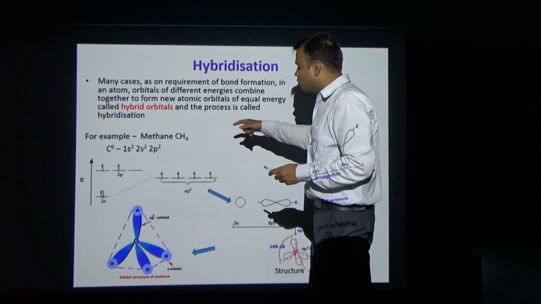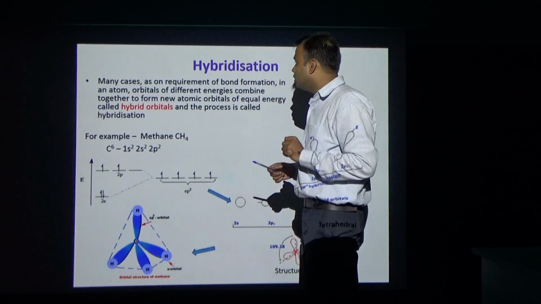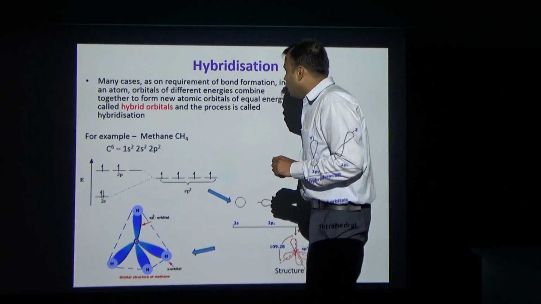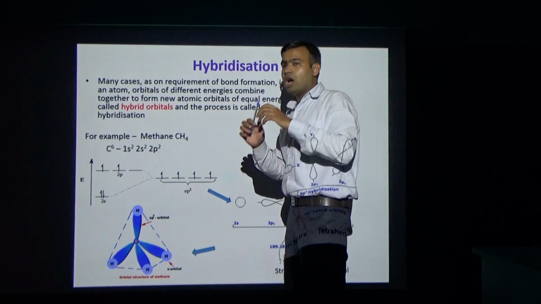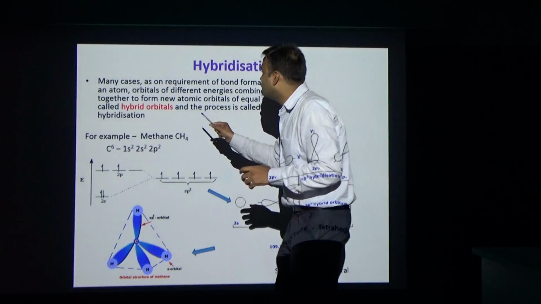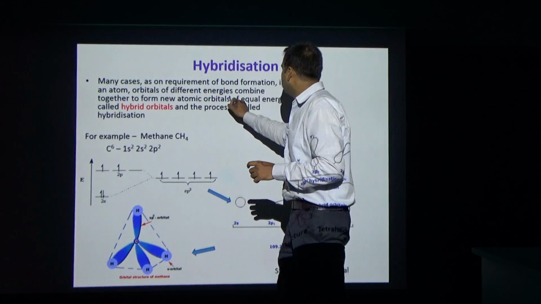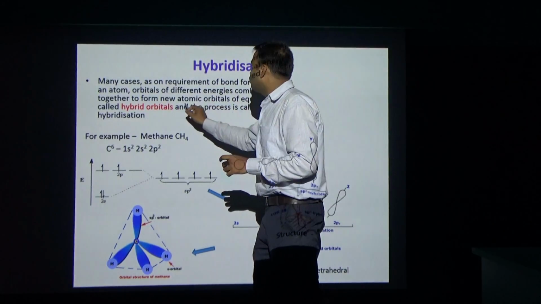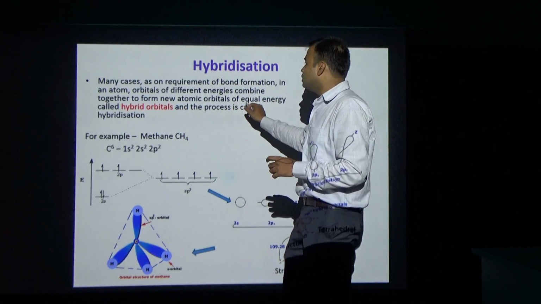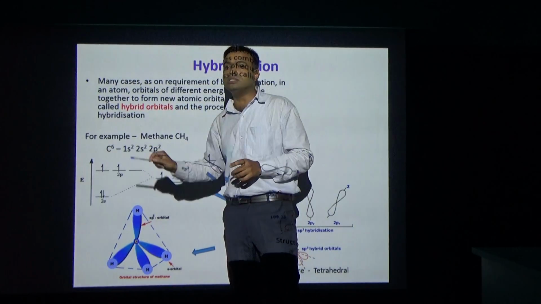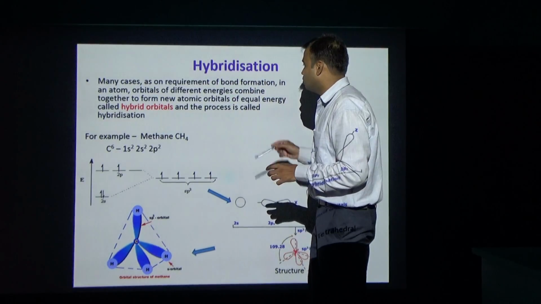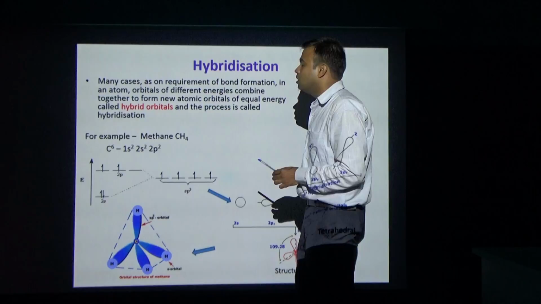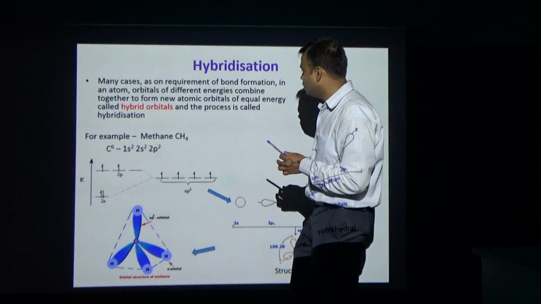And before going to the molecular structure, another important point is hybridization. What is hybridization? Hybridization is the combination of atomic orbitals which are of different energy, and they combine to form new atomic orbitals which are of equal energy. These new orbitals are called hybrid orbitals. The process is called hybridization. We will go through some examples, then we can understand.